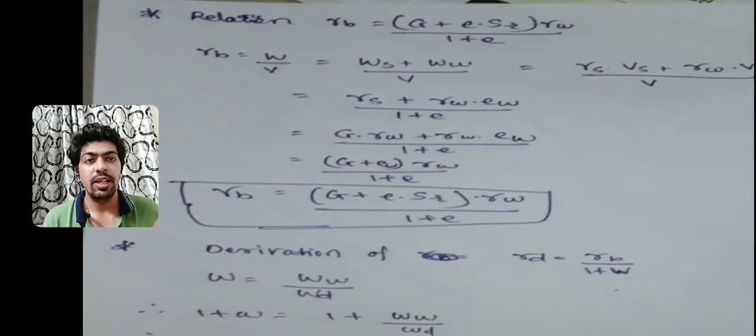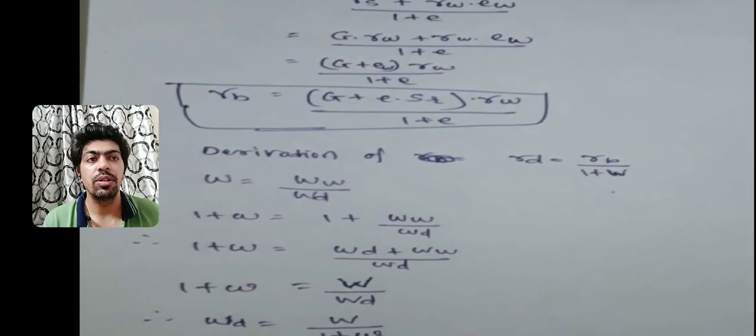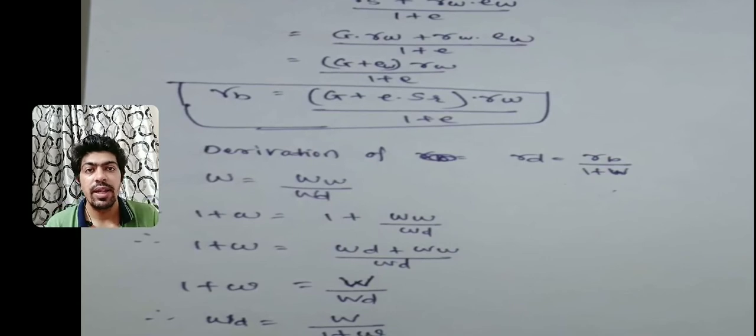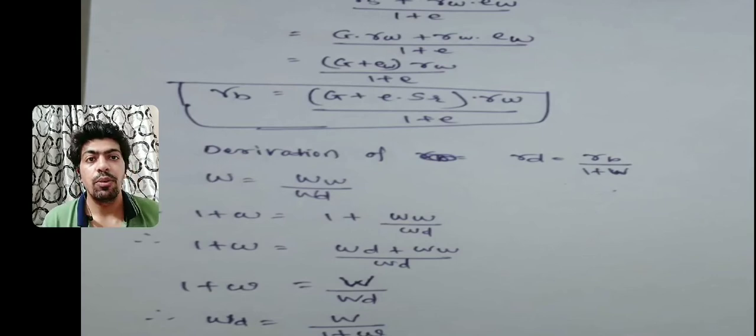Okay, the final derivation of this chapter is the derivation of gamma D, that is dry unit weight, equal to gamma B upon 1 plus W. Okay, we need to derive this equation. Now we know that water content is equal to Ww upon Wd, that is weight of water upon dry weight of soil mass. Adding 1 to both sides, the equation becomes 1 plus W is equal to 1 plus Ww upon Wd.